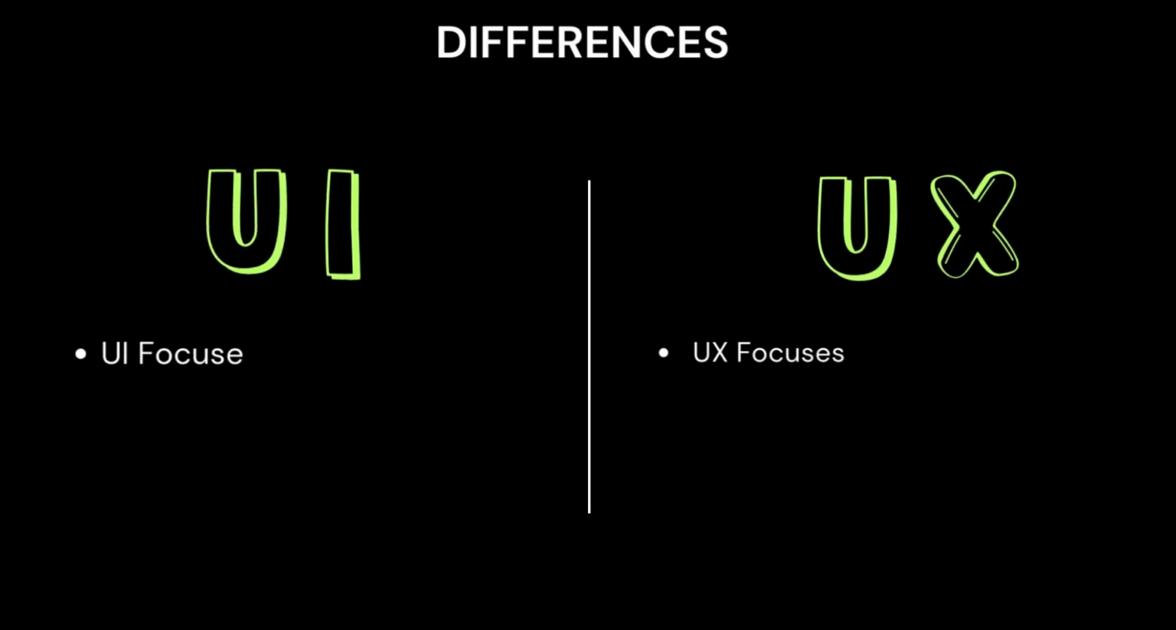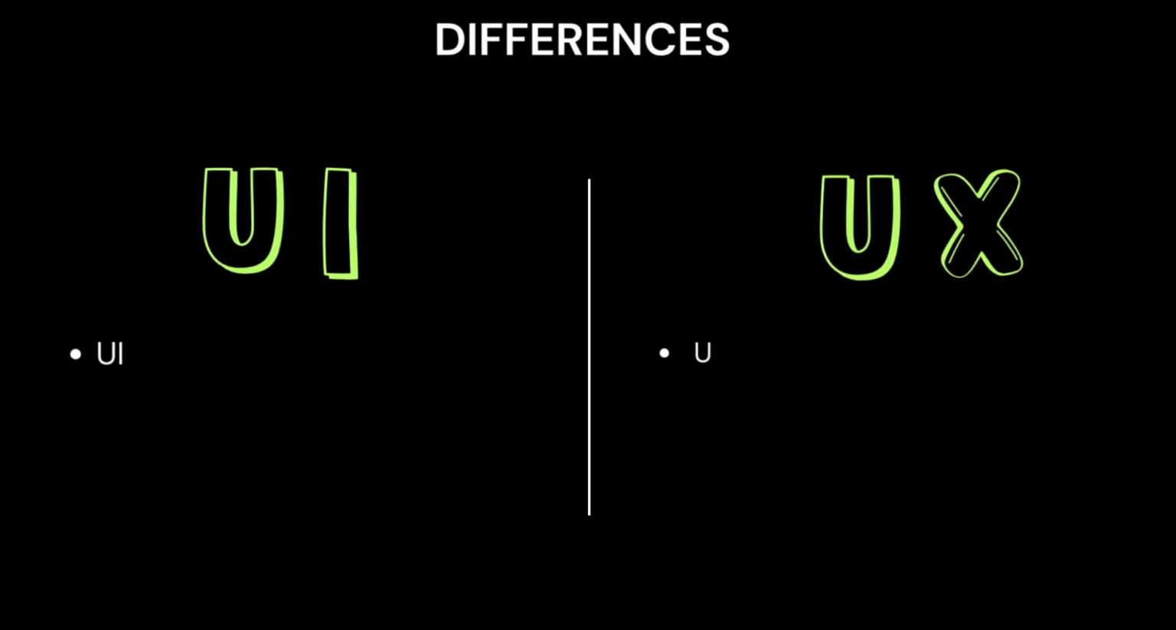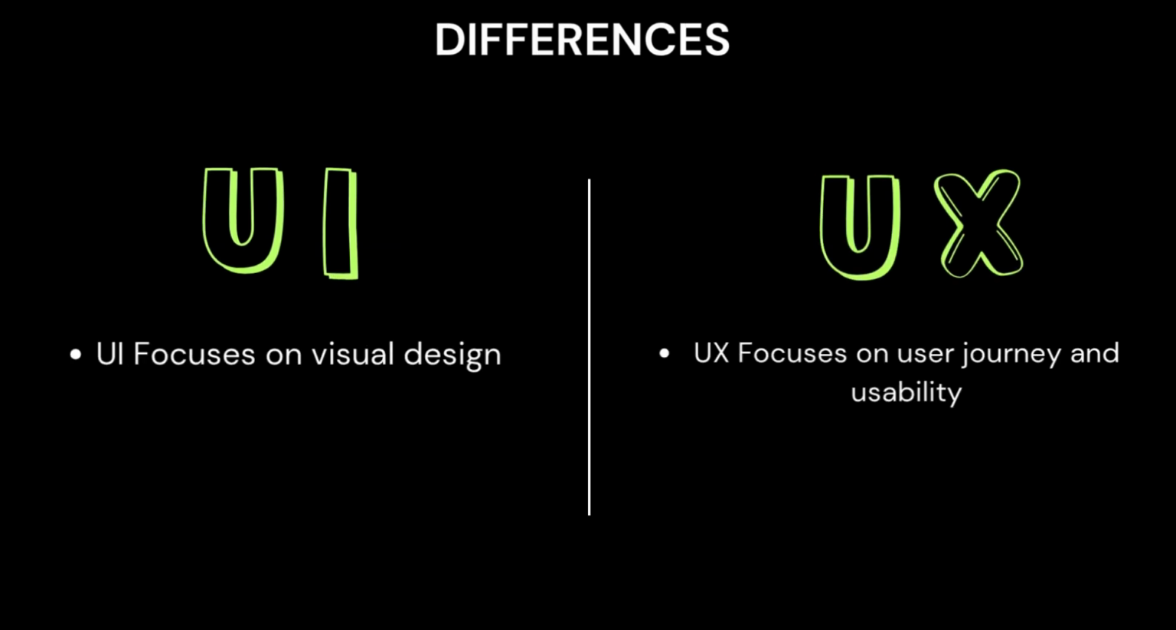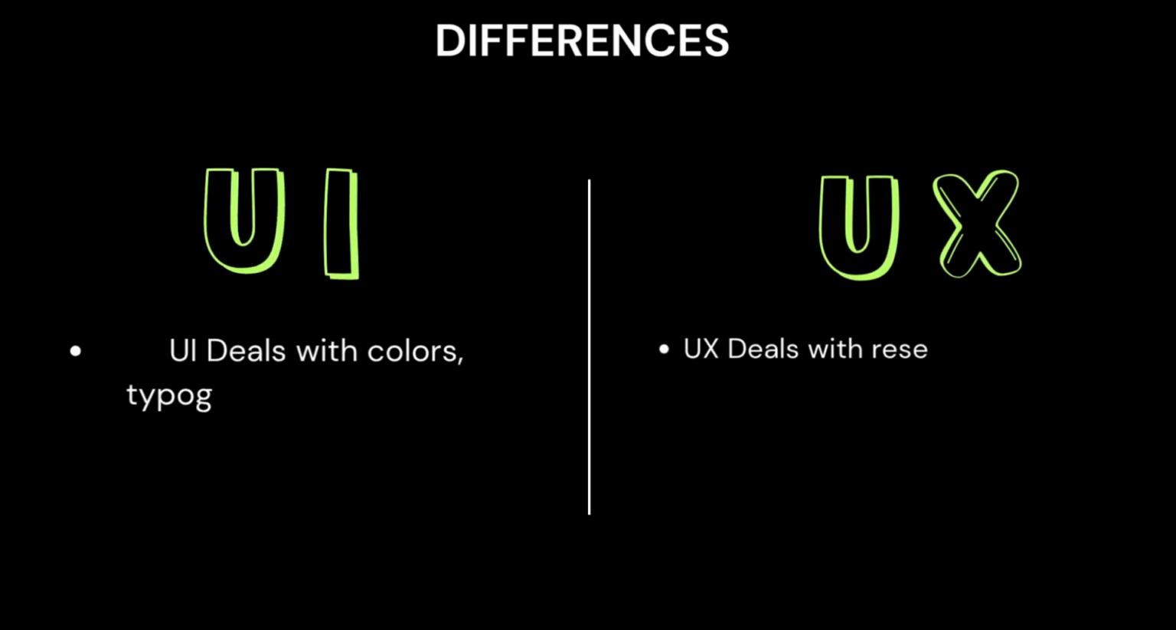Good. So UI focuses on visual design, while UX focuses on user journey and usability. The same example, UI focuses on visual design. Is it beautiful? Is it nice? While UX focuses on the journey, and is it useful? Is it usable? That is UX. UI deals with colors, typography, layouts, icons, while UX deals with research, structure, and flow.